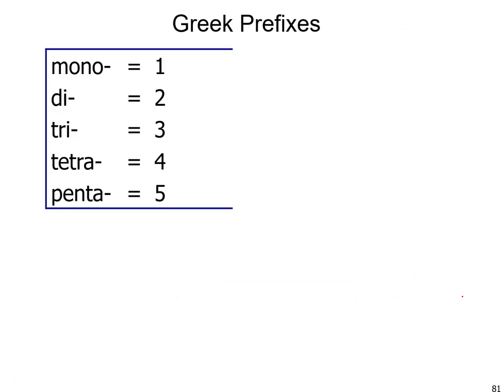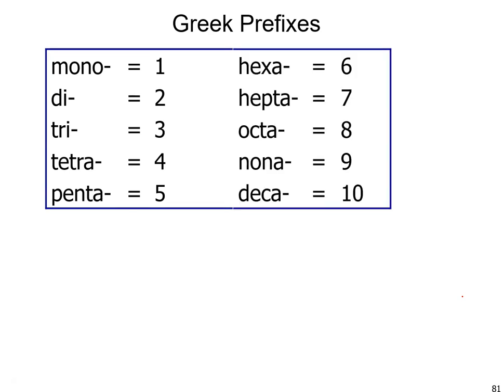The Greek prefixes that we're going to look at: mono, di, tri, tetra, penta, and then hexa, hepta, octa, nona, deca. So these are 10 prefixes that are going to be pretty commonly used in chemistry.